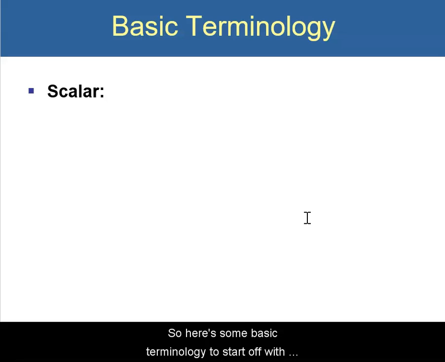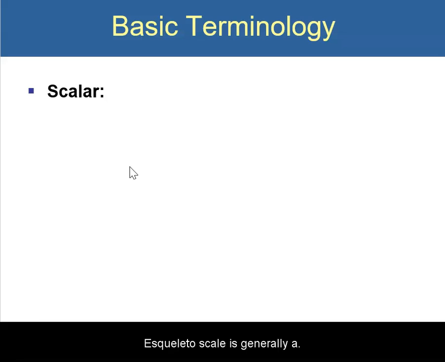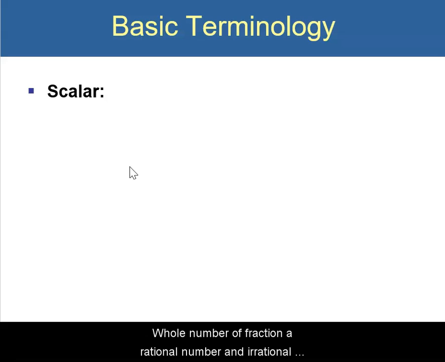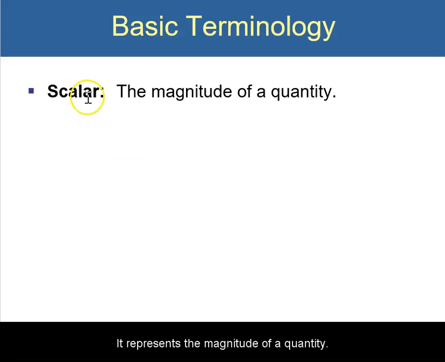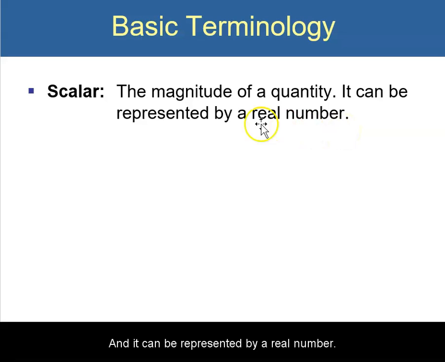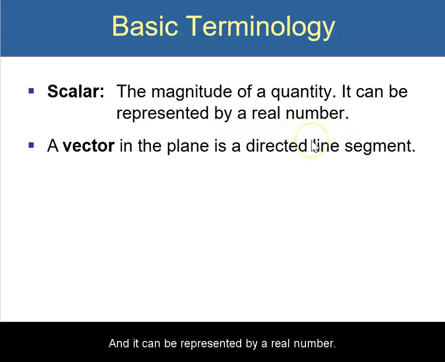Okay, so here's some basic terminology to start off with. First is scalar. We generally call a single real value a scalar. So a scalar is generally a whole number, a fraction, a rational number, an irrational number, just any single number, basically. It represents the magnitude of a quantity, and it can be represented by, again, a real number, right?